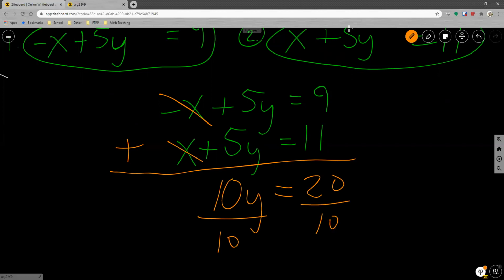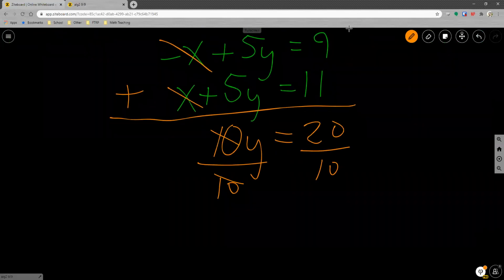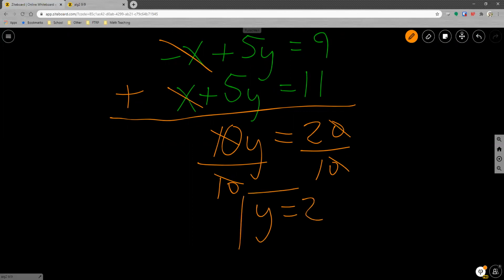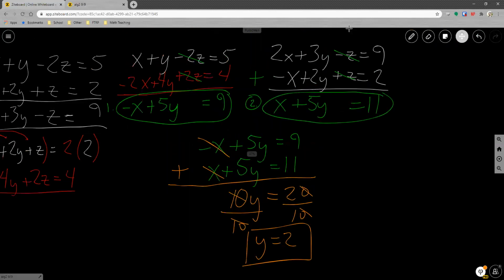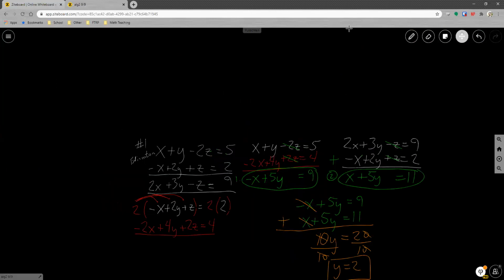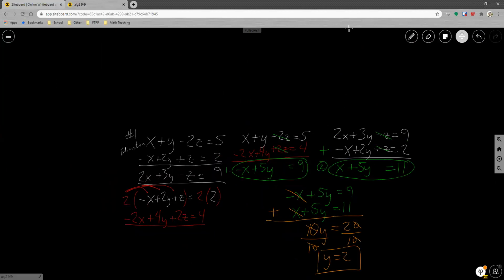I divide by 10 on both. 10s go away. 20 divided by 10, I can eliminate the zeros, and I get y equals 2. I've solved the first of my three variables. I know that y is equal to 2. So if I think about this system, remember my solution is going to be an ordered triplet in parentheses. I've got an x value, a y value, which is going to be 2, and a z value. So I know one of my three values.